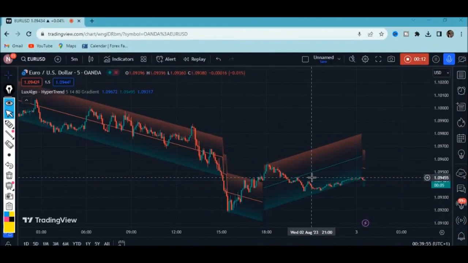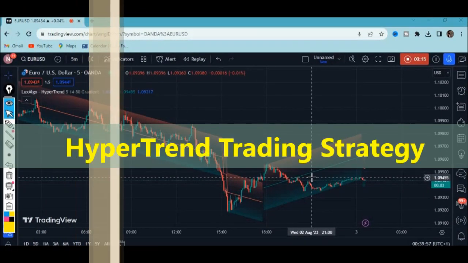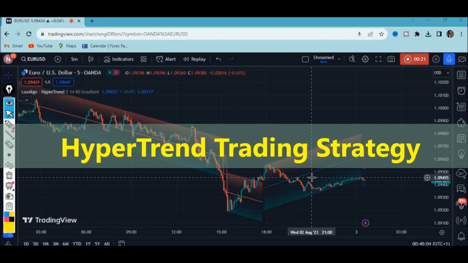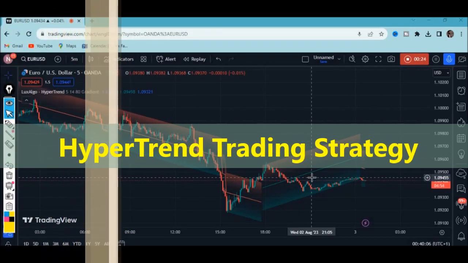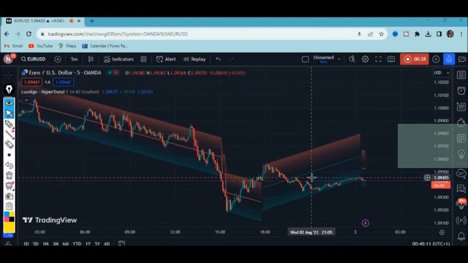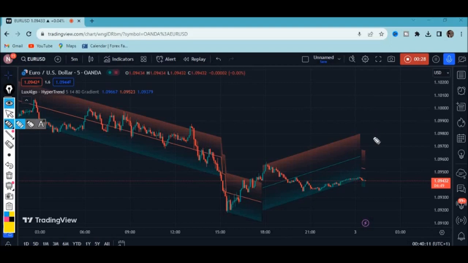Briefly, kindly let me show you something real quick that I just want you to keep in mind and always pay attention to. This is a HyperTrend trading strategy where it can be really easy for you to make money when you are using this indicator, because looking at the market here, you will see that this indicator is working in real time. It is not really repainting.